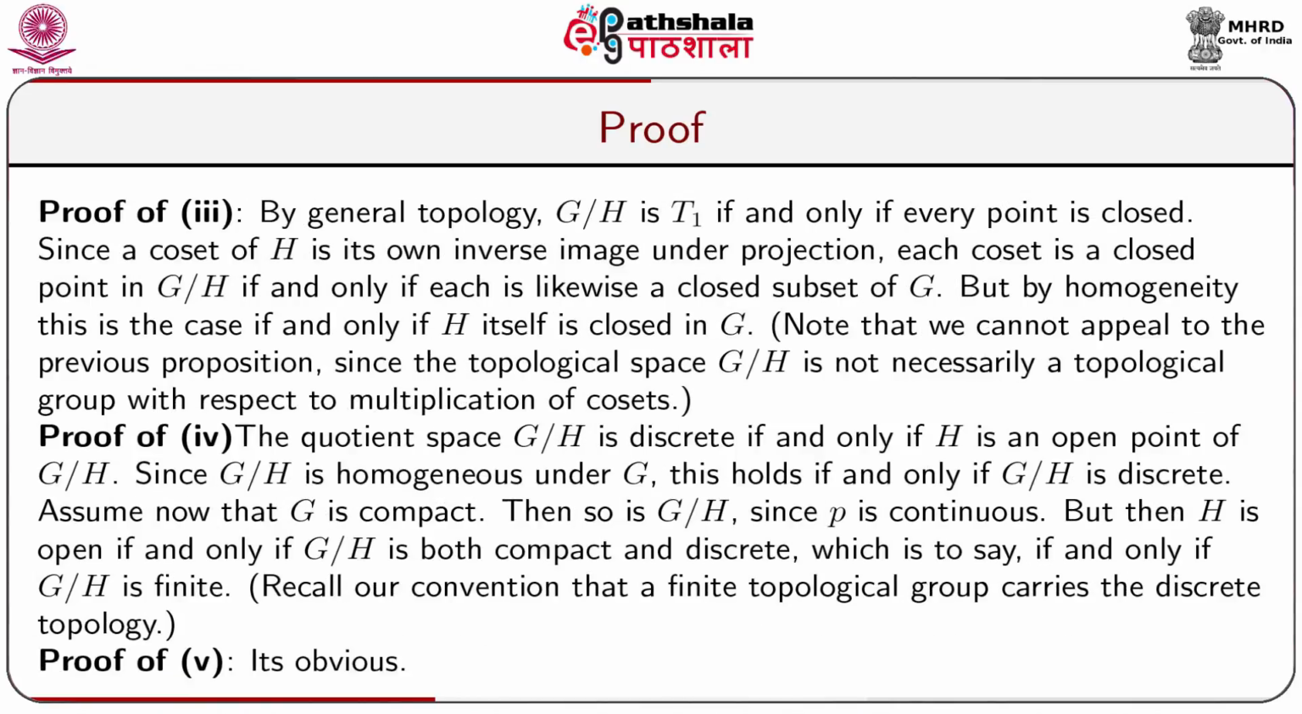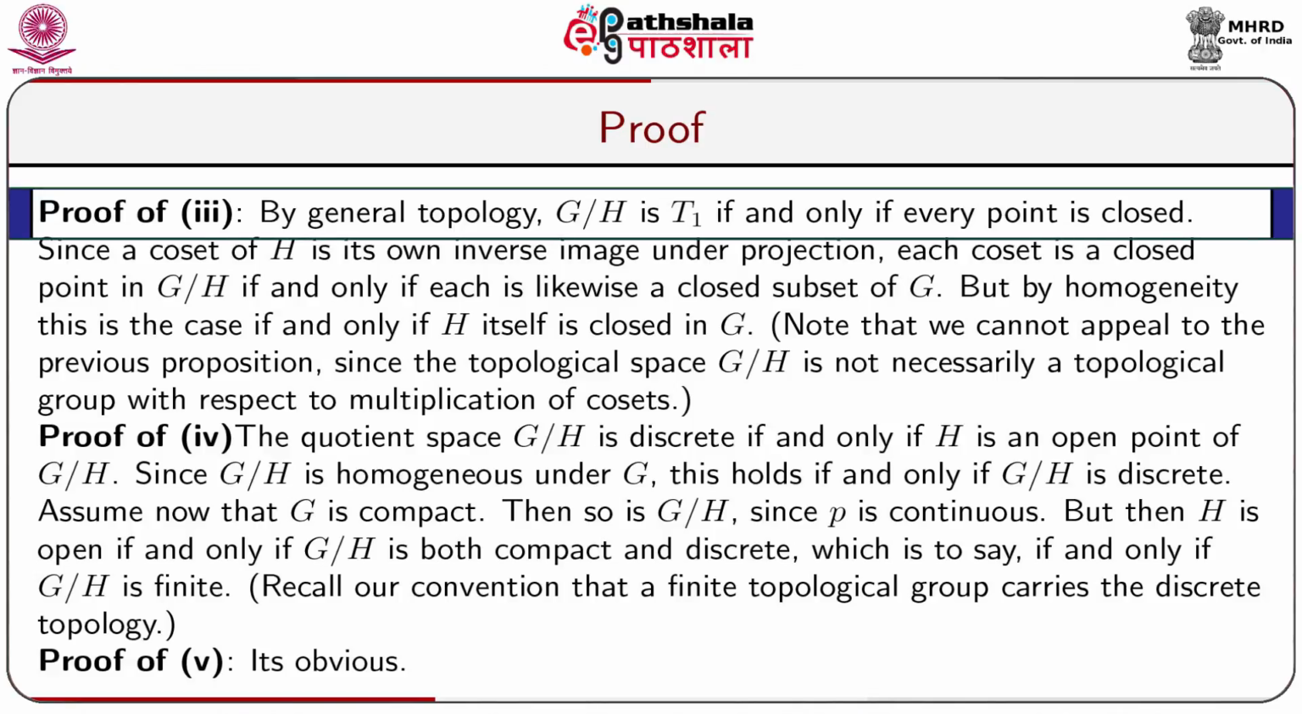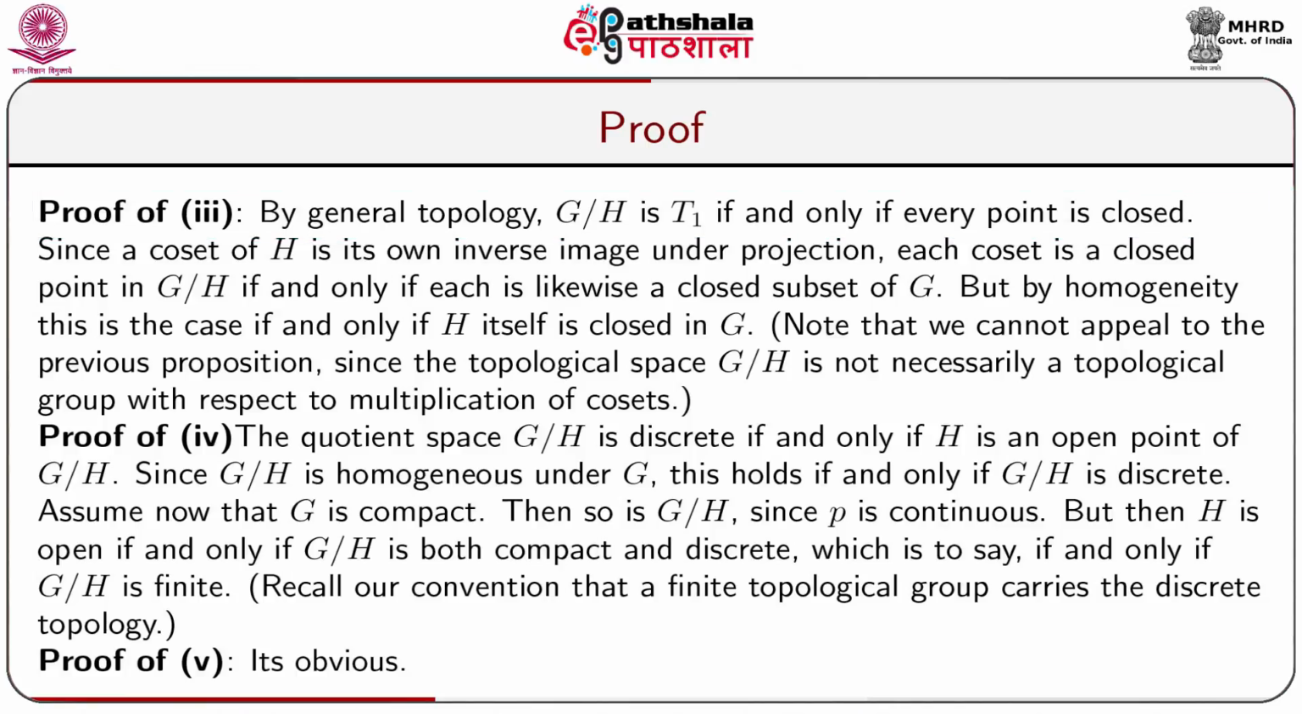Next, we shall prove that G by H is T1 if and only if H is closed in G. By general topology, G by H is T1 if and only if every single point set is closed. Now, if we can show that the single point set H in G by H is closed, then we will be done, because if we can prove that singleton set H in G by H is closed, then every left coset will be closed, as left multiplication is a homeomorphism.